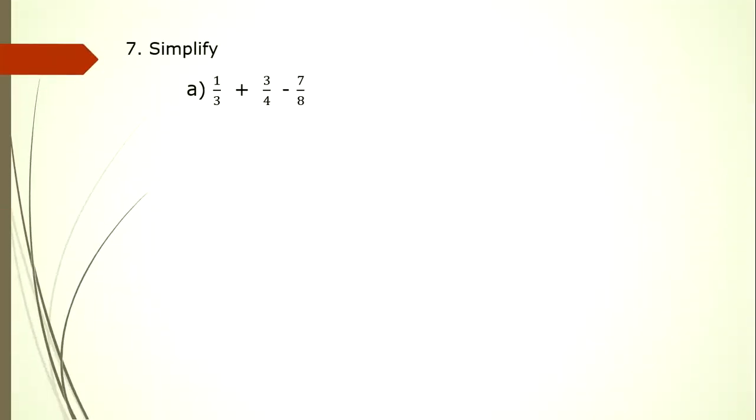Seventh question goes like this. Simplify 1 by 3 plus 3 by 4 minus 7 by 8. Observe carefully the denominators of the three given rational numbers. We have 3, 4 and 8. So the LCM of 3, 4 and 8 is 24.